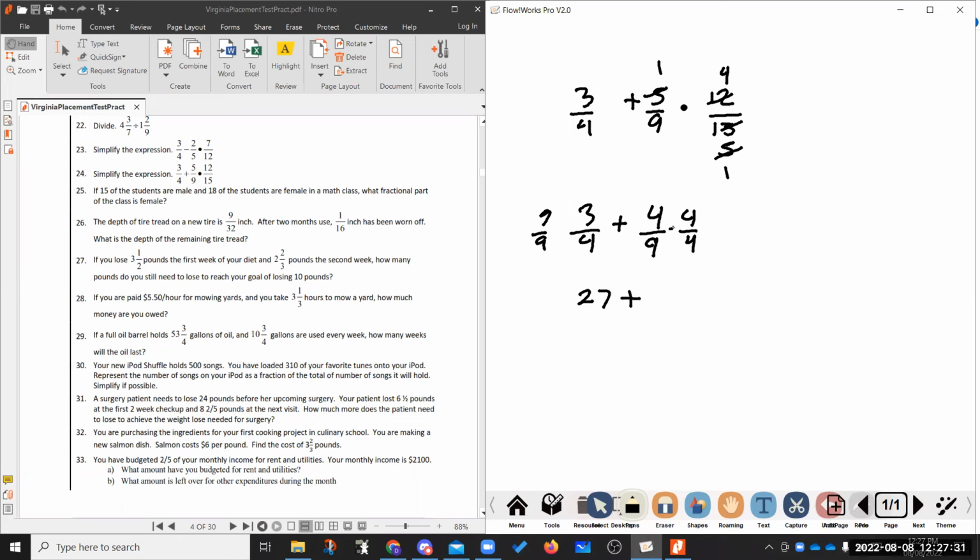27 plus 16 over 36 is going to give me 6 and 7 makes 13. 1 and 2 is 3, and another one is 4. Over 36 is going to be 1 and 7/36.